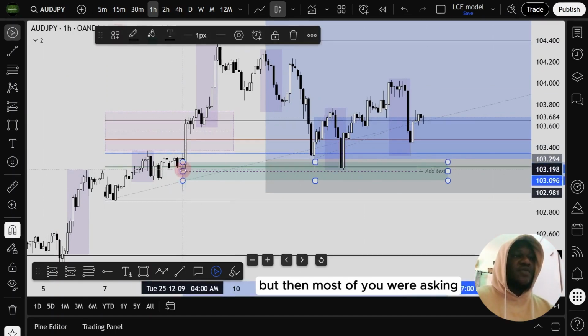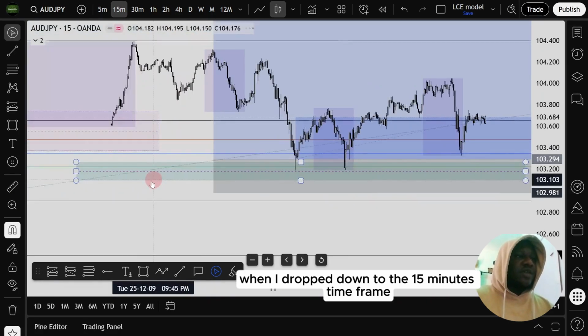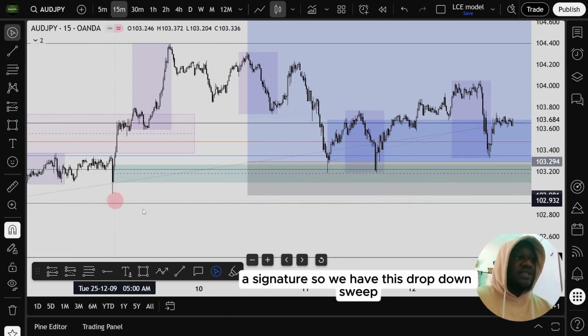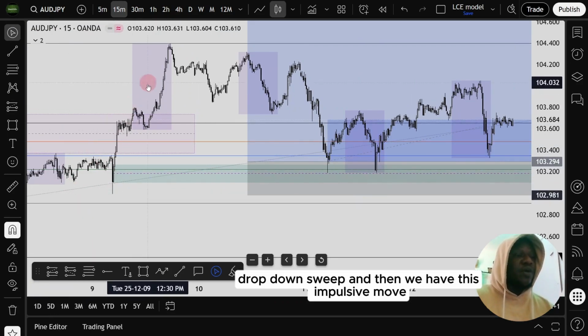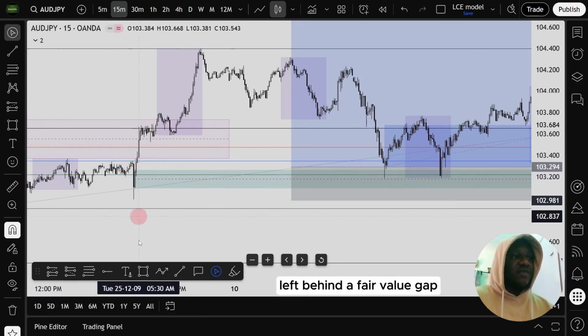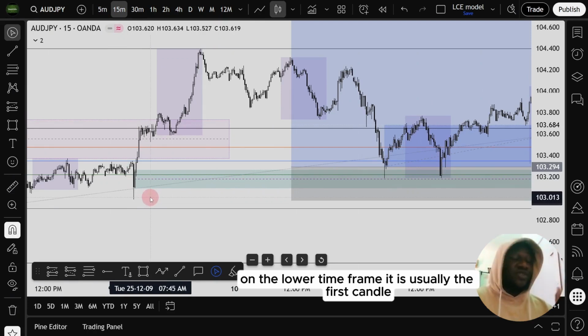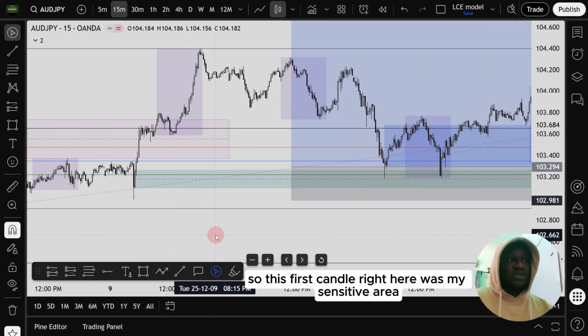But then most of you ask me, why did you draw out this rectangle? I believe when I dropped down to the 15-minute time frame, it was something that struck my eye, a signature. So we have this drop down, sweep, and then we have this impulsive move. This impulsive move on the 15-minute time frame left behind a fair value gap. Now that fair value gap would have a sensitive area. On the lower time frame, it is usually the first candle. So this first candle right here was my sensitive area.